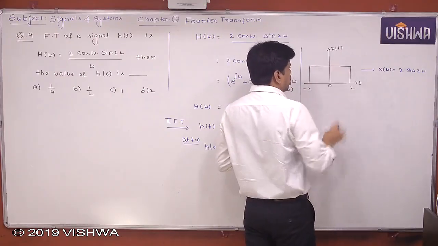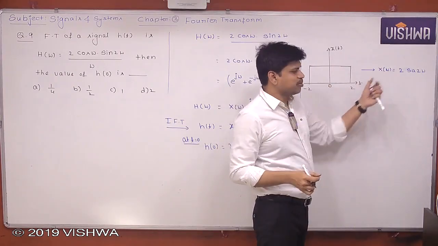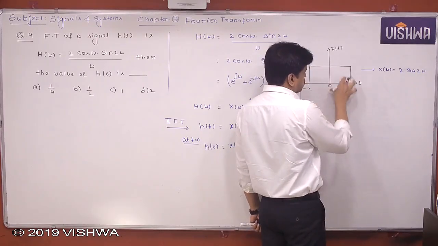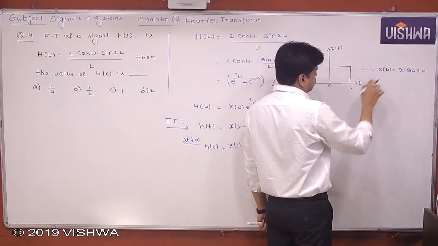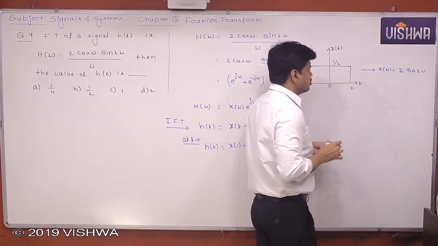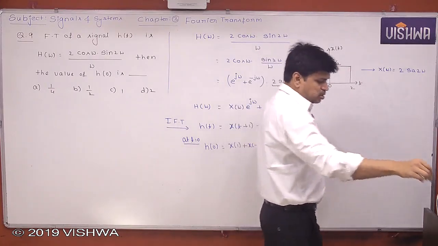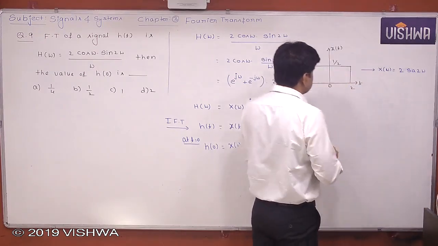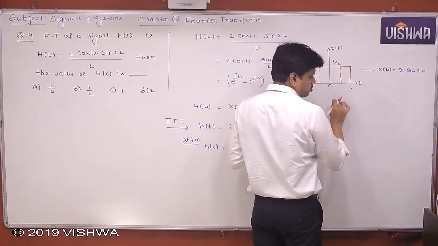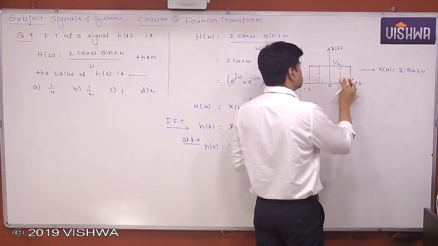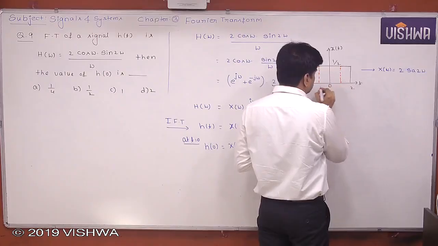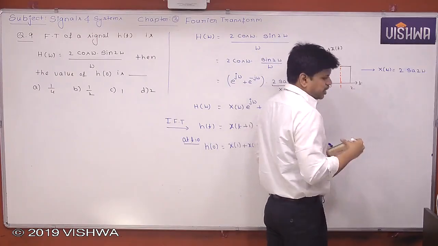Then what should be the height so that the area will become 2? This is nothing but 4. So what should this height be so that it is going to be 2? 4 means we have to say it is 1 by 2. Now at t equal to minus 1 and t equal to plus 1, for both the t values, its value is equal to 1 by 2.